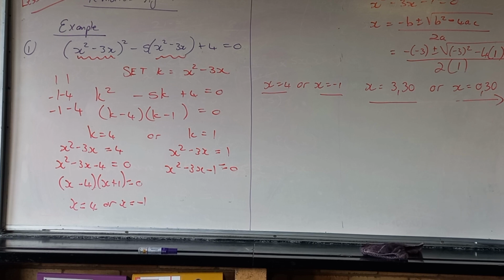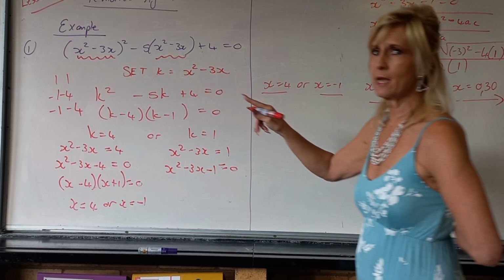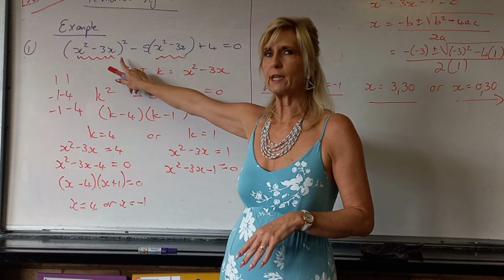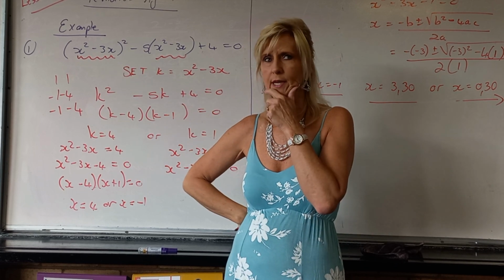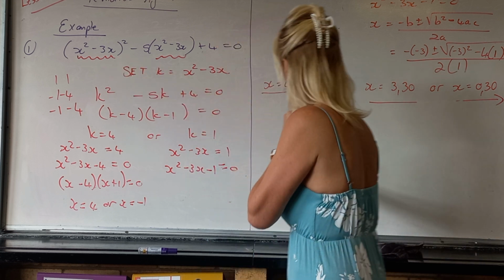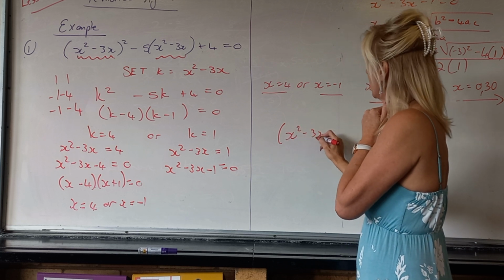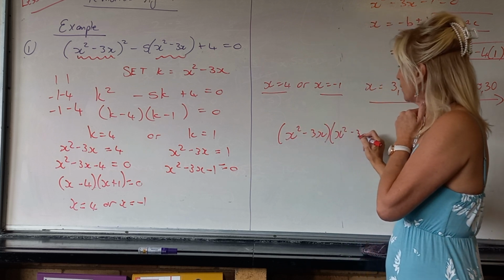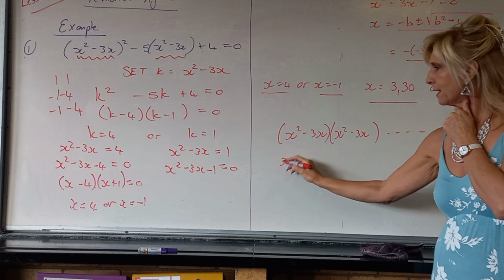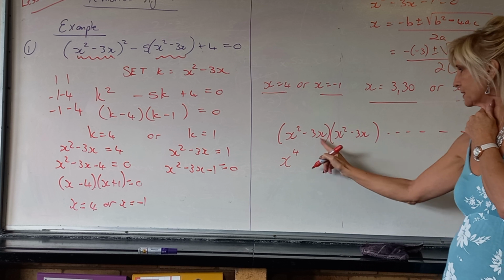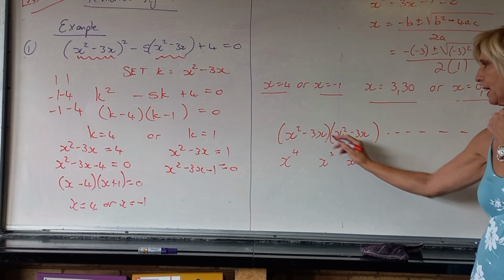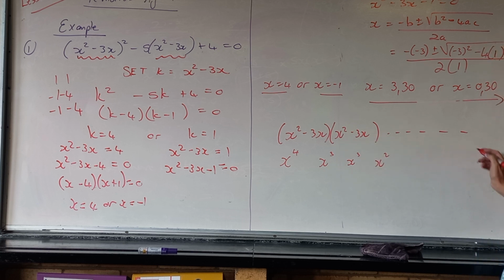Why are there 4 answers? Because this original sum, because we're busy with quadratic equations. But is this a quadratic equation? It's not really. Because when I times all of this out, what is this sum going to become? If I have x squared minus 3x times x squared minus 3x, and the rest of it, if you times this out, what's going to become? x to the power 4, and there's going to be x cubed something, and x cubed something, and x squared something, and other stuff as well.